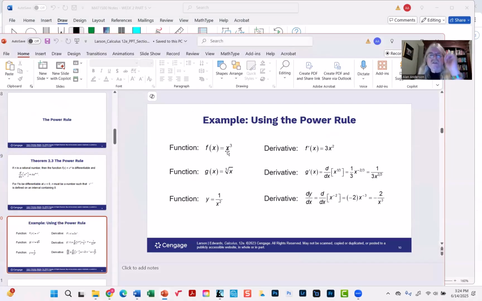All right, so like x to the third power, I think I just did that one, 3x squared. The cube root of x: remember, if you rewrite that as x to the 1/3, you'll see that you end up with 1/3 x to the minus 2/3 power, or equivalently 1/3 over x to the 2/3 power. Down here we have 1/x squared, which is the same thing as x to the minus 2. So the derivative will be negative 2x to the minus 3, or minus 2 over x cubed.